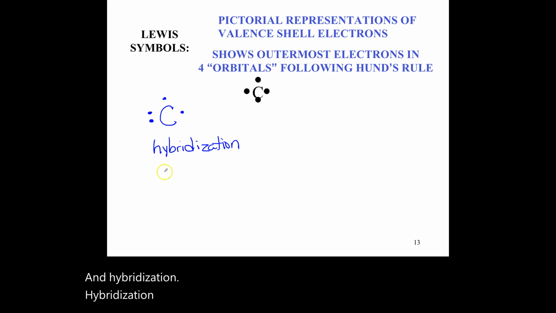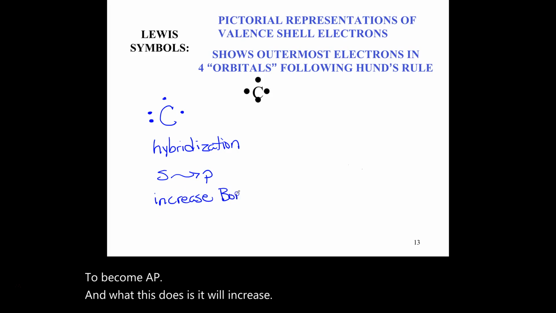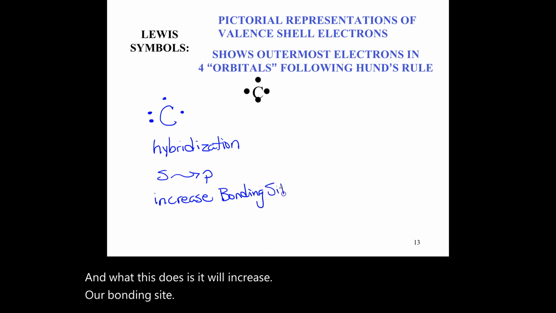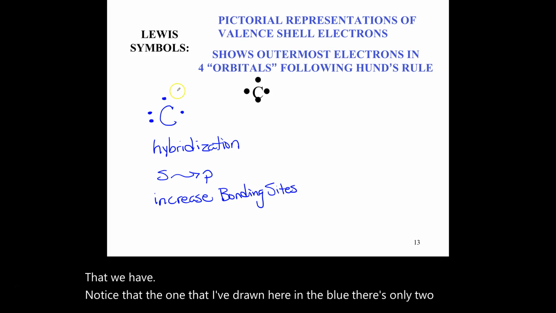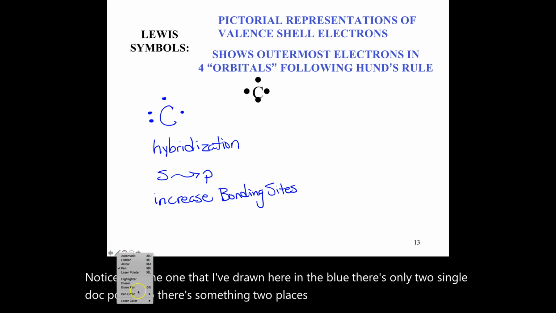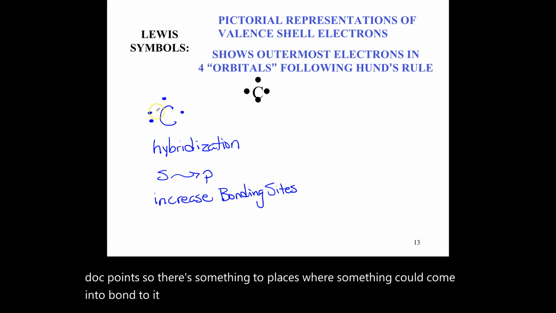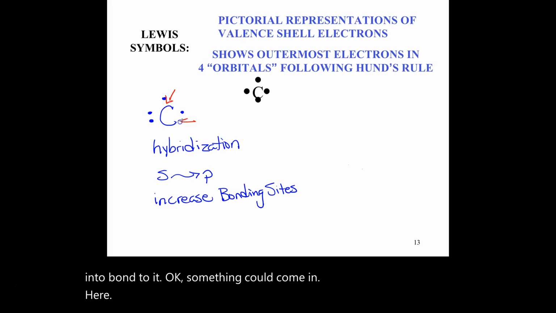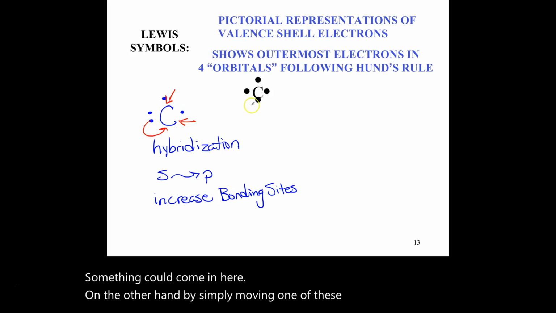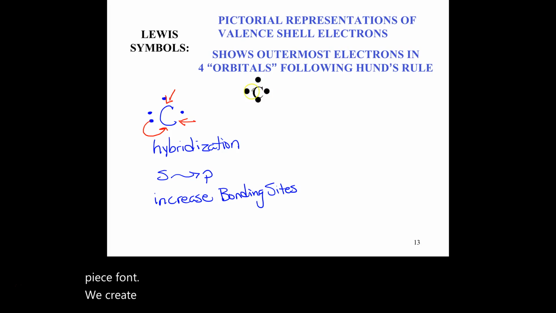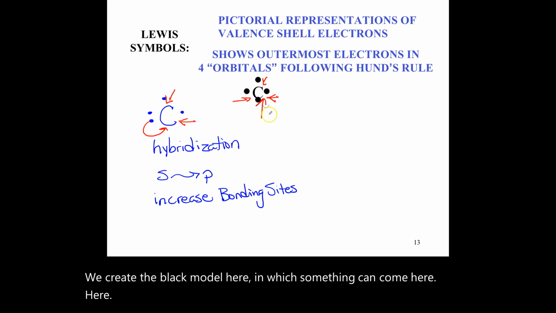Hybridization is where we're going to move an S to become a P. And what this does is it will increase our bonding sites that we have. Notice that the one that I've drawn here in the blue, there's only 2 single dot points. That is 2 places where something could come in to bond to it. Something could come in here. Something could come in here. On the other hand, by simply moving one of these S's to an empty P spot, we create the black model here, in which something can come here, here, here, and here.